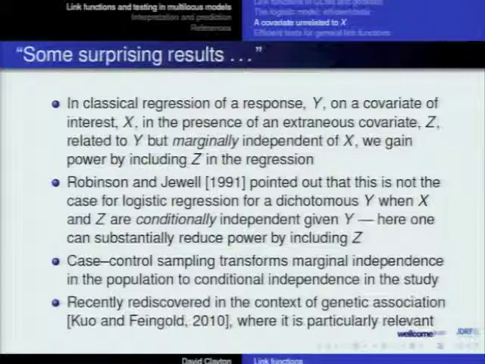What it's about is the difference of the independence assumption. In this first case, you're talking about X and Z being marginally independent, while in the case considered by Robinson and Jewell, Y and Z are conditionally independent. And, of course, case control sampling, basically, if there's marginal independence between X and the stratifying variable in the population, under the rare disease assumption, case control sampling delivers for you conditional independence of X and Z, conditional upon disease status. And it's that which causes the surprising result, if you like.